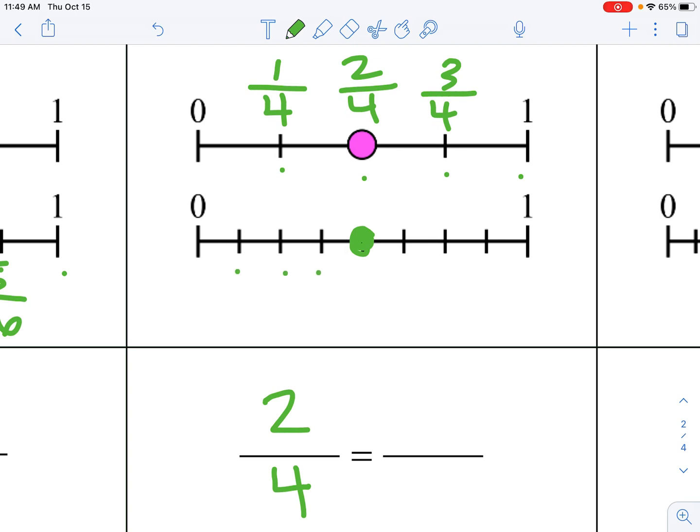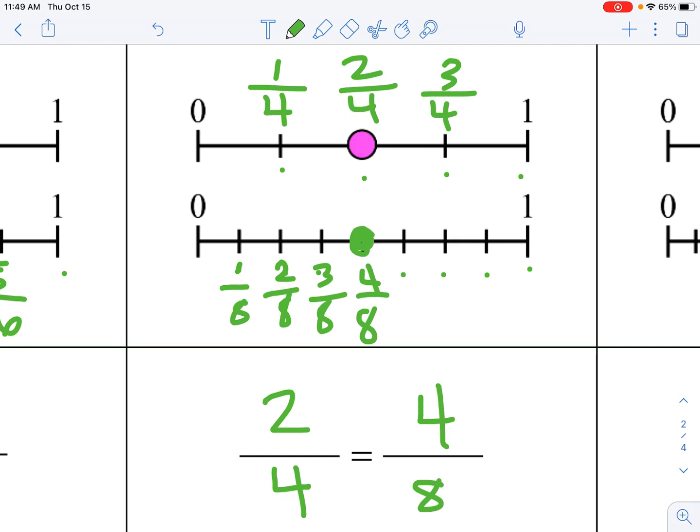Now we're going to count how many lines are at the bottom. 1, 2, 3, 4, 5, 6, 7, 8. So I know my denominator is 8, but we need to figure out how many spaces of 8 I have. Okay, so I have 1/8, 2/8, 3/8. So this right here would be 4/8.